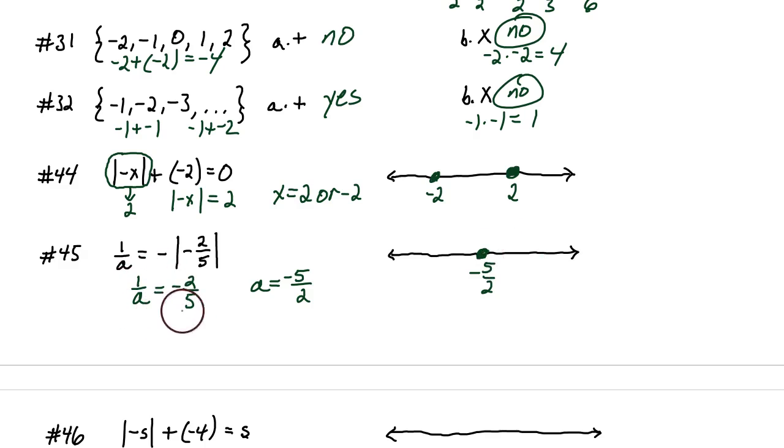Another way to solve this equation for a is to recognize that it's a proportion, and it can be solved using cross multiplication. One diagonal is a times -2, which is -2a. And that's equal to the other diagonal, 1 times 5, which is 5. Then divide both sides by -2 to solve for a.